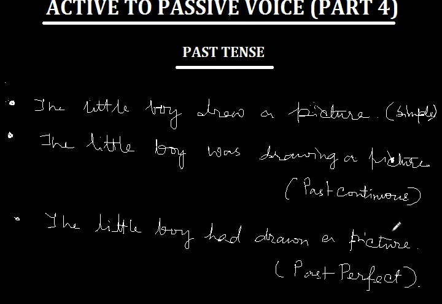Now, I hope you remember that when you are changing a sentence from active to passive, you have to remember three basic things. That is the subject, the doer of the action; the verb, the action; and the object, the person or the thing on which the action is done. So, this time we are changing the sentences into passive voice in past tense.